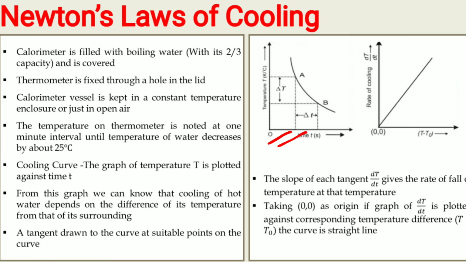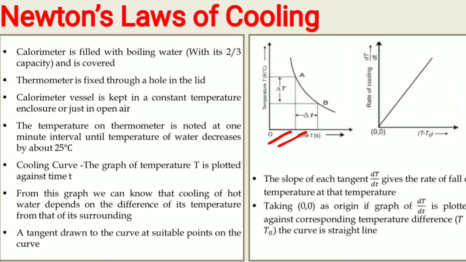After this point the temperature change is less. If the temperature difference between the surroundings and the water is more, there will be a drastic decrease in the temperature of the water. If the temperature of the surroundings and the water is nearly equal, or there is not much difference, then there will be a slower decrease in the temperature of the water.